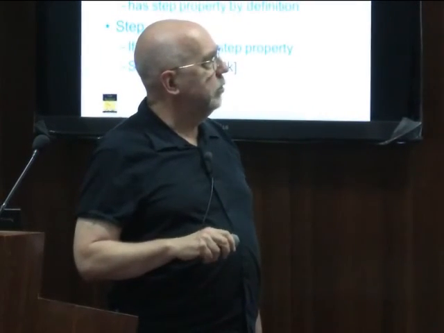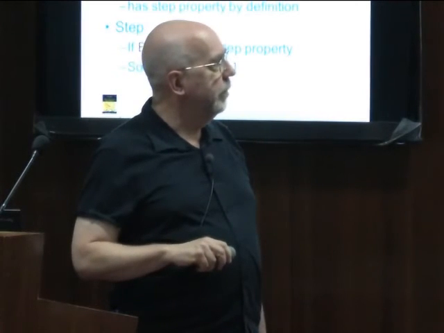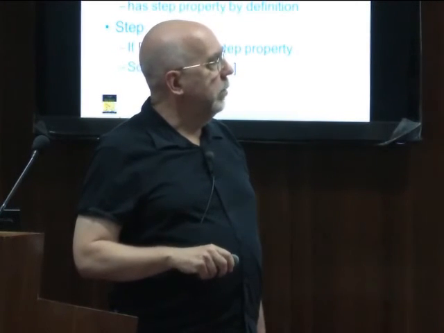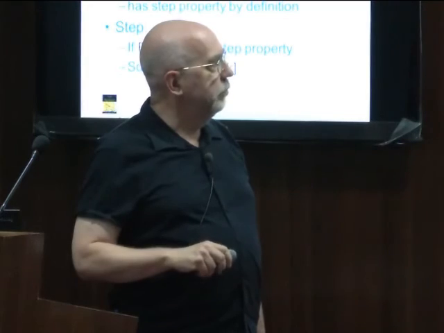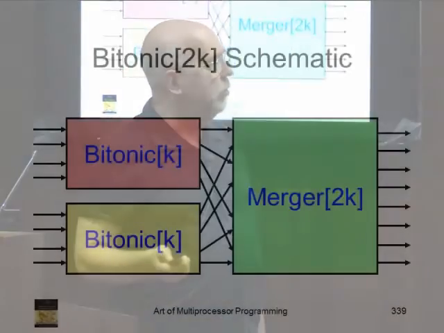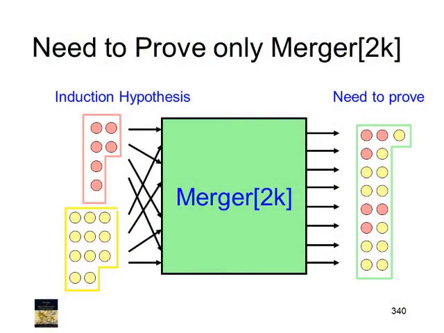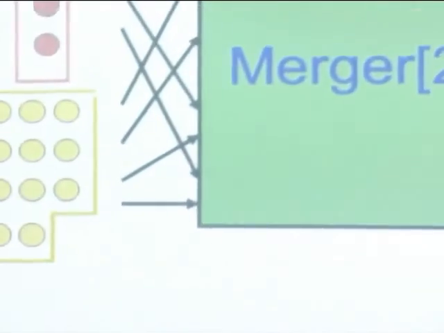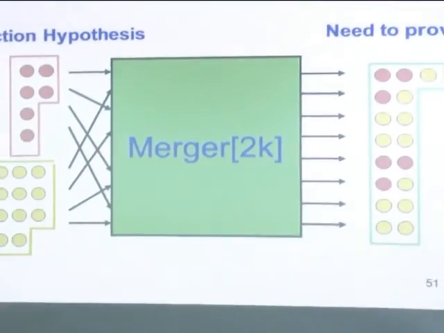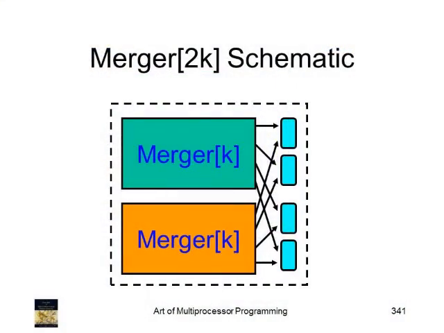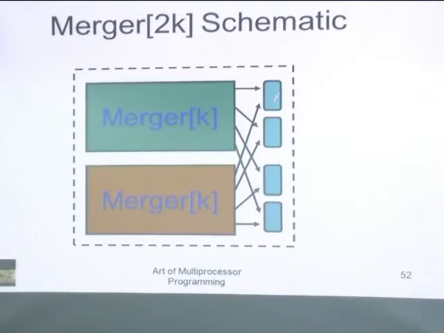So a single balancer has the step property by definition. What we want to show for the proof is that if a k-wire bitonic network has the step property, so does a 2k one. By induction hypothesis, each of the half-size networks has the step property. We feed it into the merger network, and what we need to prove is that the output has the step property. The merger network is also recursively defined. We take two half-size mergers and we add one more layer.